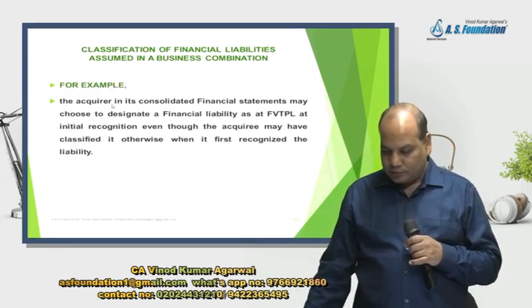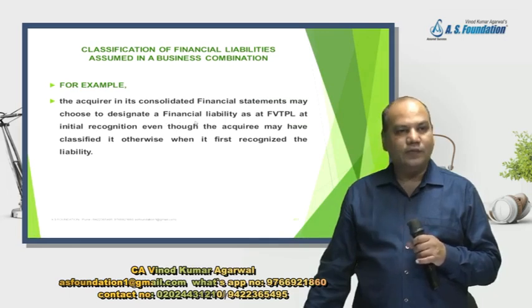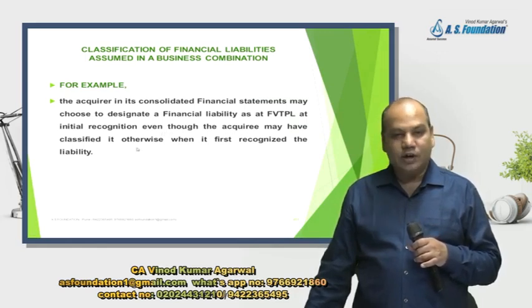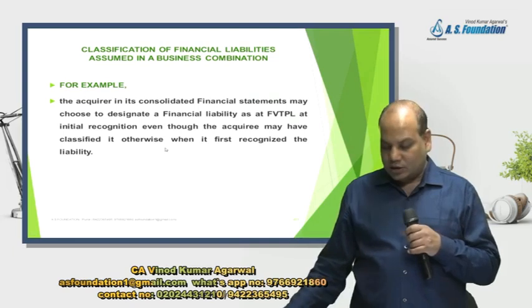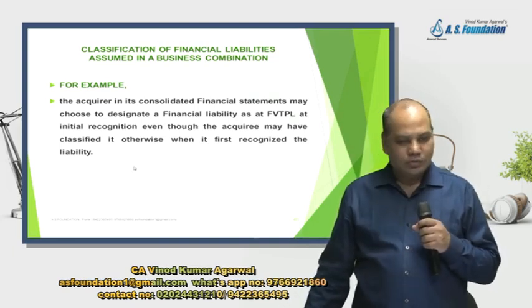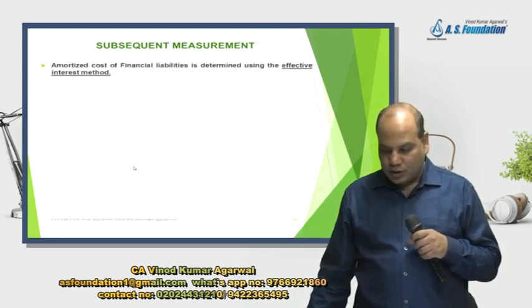Okay, for example, the acquirer in the CFS may choose to designate a financial liability at FVTPL at initial recognition, even though the acquiree may have classified it otherwise when it first recognized the liability. You can do this. More discussion in paragraph 10 in IFRS 3.